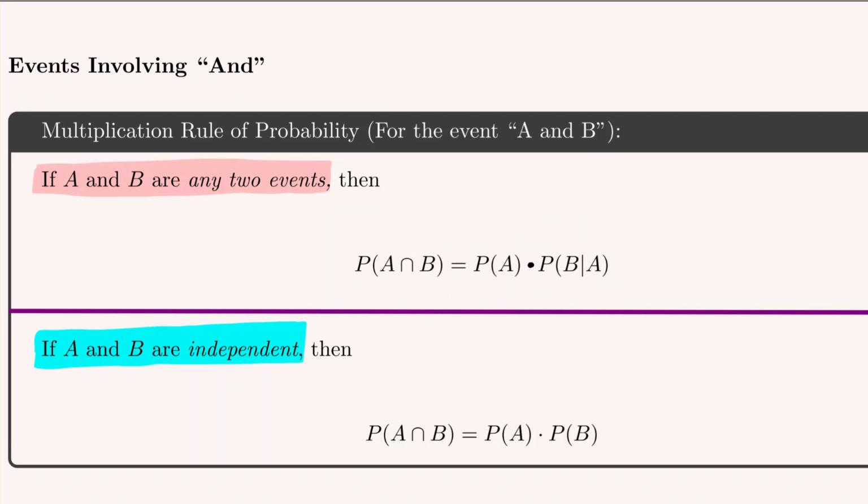Now the next formula can only be used under a certain circumstance. You can only use this next formula if you know events A and B are independent. So keep that in mind. If we were told A and B are independent, or we could show that based on reasoning like we saw earlier, then the probability that A and B occurs is just the probability that A occurs multiplied by the probability that B occurs. But we can only use this if you know A and B are independent.